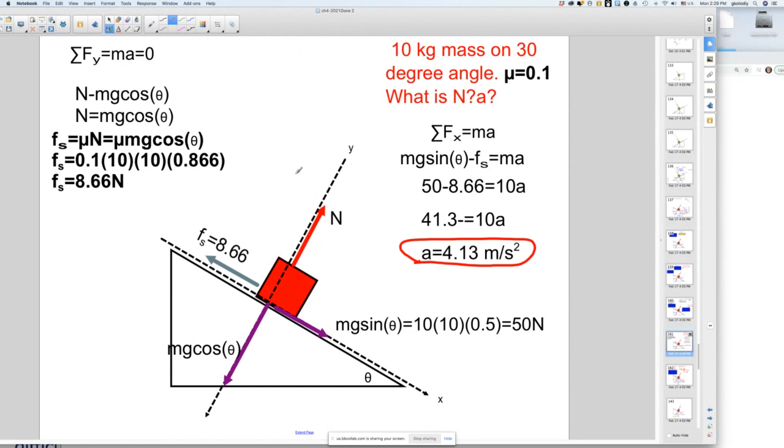Don't forget, this comes from mu times the normal force over here. And this is mg sine theta. And the difference between those two is equal to Ma.